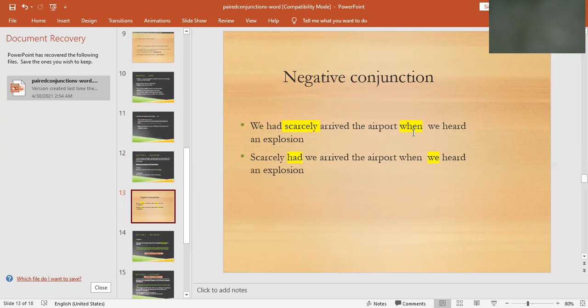Okay, so if we start with scarcely, we do subject verb inversion. Scarcely had we arrived at the airport when we heard the explosion. It is the same with neither nor. It is the same with hardly when. It is the same with no sooner than, or the negative conjunctions.